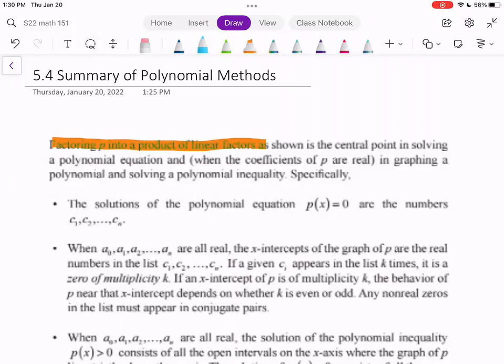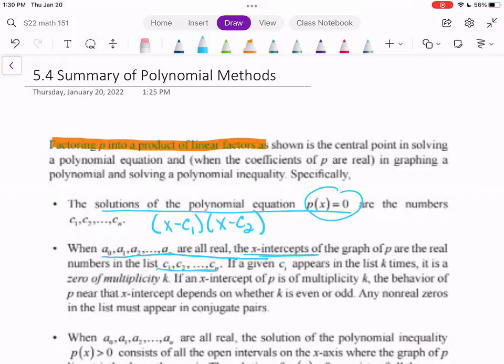Please note that the solutions of the polynomial, so where the polynomial is equal to 0, are these constants, C1, C2, and so on up to Cn. Remember, in factored form, they're going to look like this. Don't confuse the factored form with the solutions. When these are real coefficients, then the x-intercepts, where it crosses the x-axis, have to be in this list.